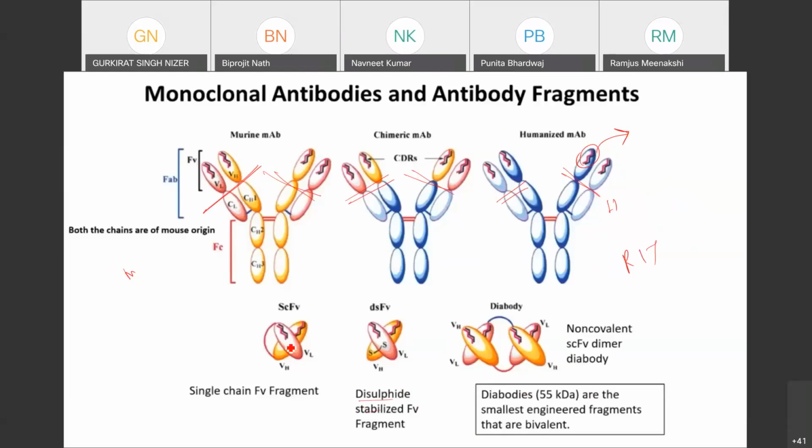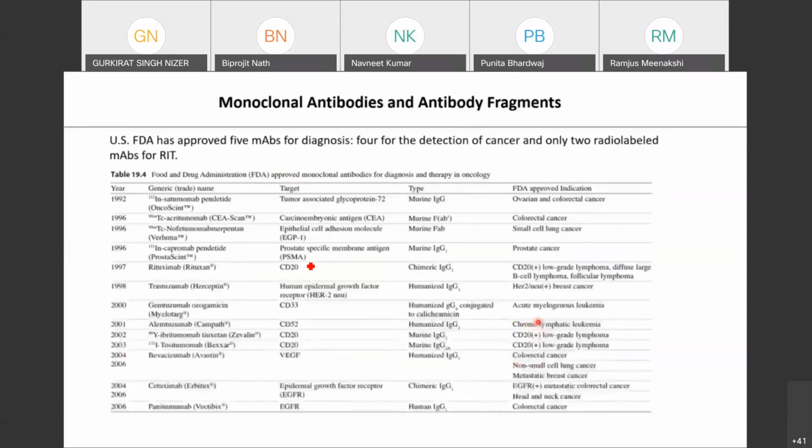That's because it's a dimer. Fine. And one of the antibodies which have been used for RIT was the murine antibody. So the first generation antibodies which are being used for radioimmunotherapy were these murine antibodies, used at the initial times. And these are a series of drugs which are monoclonal antibodies which are being used for therapy.